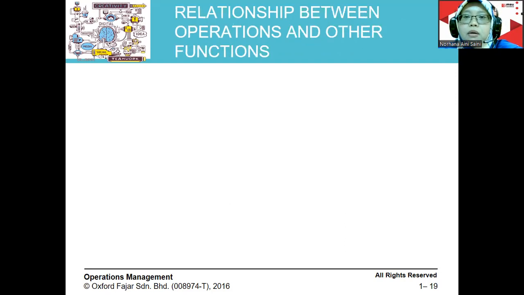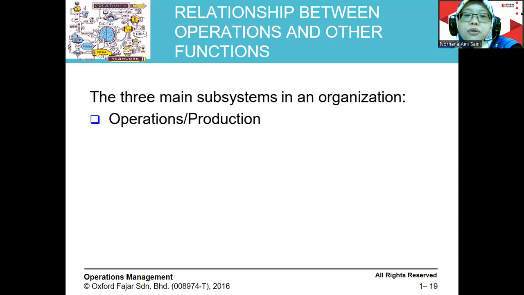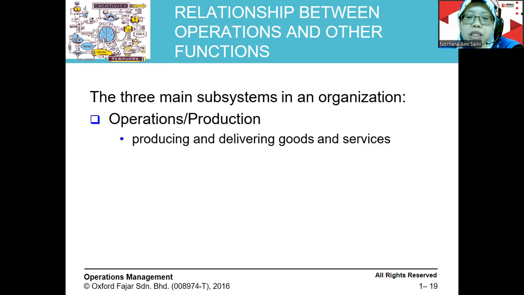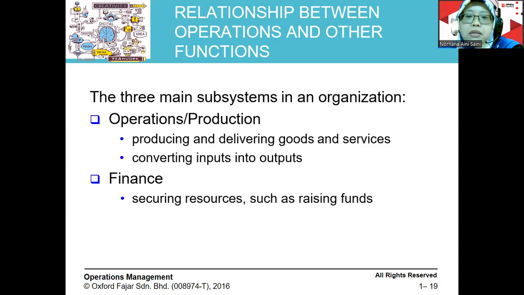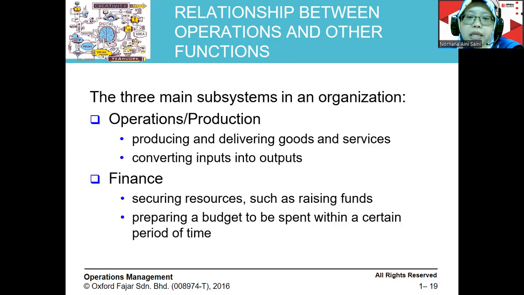All right, so now is the relationship between operations and the other functions. There are three main subsystems in the organization. We have operation or production. We have finance. And another one is marketing. They are related together, meaning that they need each other. Each department needs to work together lah.